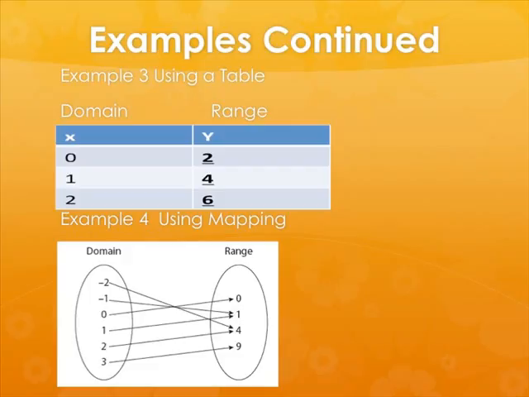Here are some more examples. In this case, we have a table that is representing a function where the domain is the set of x values that are valid for the function, which are the inputs, and the range, which is the set of y values that are valid for the inputs. We also have an example of a mapping that also illustrates the domain, inputs, and the range, which are the outputs. They are both examples.